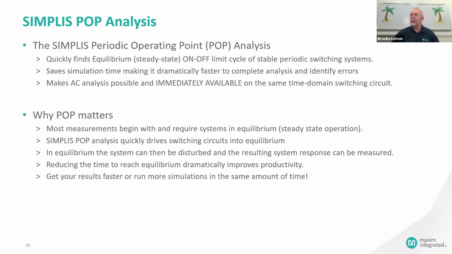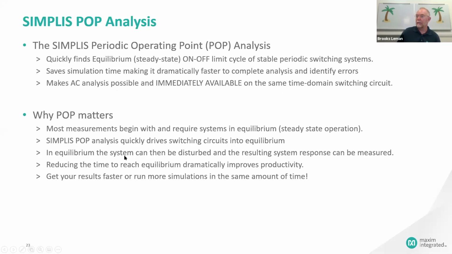So the simplest periodic operating point analysis quickly finds equilibrium, a steady state, on-off limit cycle of stable periodic switching systems. It saves simulation time, making it dramatically faster to complete your analysis and identify errors, and it makes AC analysis possible and immediately available on the same time domain switching circuit. Most measurements begin with and require systems in equilibrium. So if you get there quickly, you end up with a result faster.